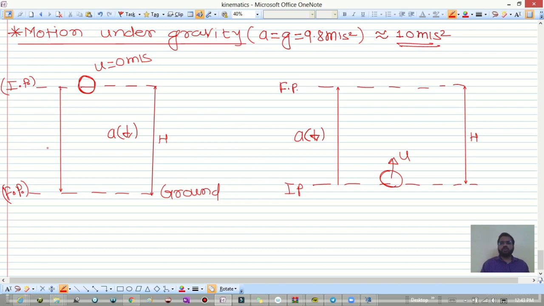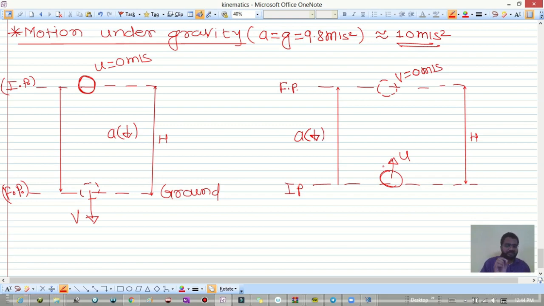Okay, so over here: initial position, final position, displacement downward, acceleration downward, and the velocity of the body at this point is in the downward direction. If you throw the body upward, it will go to the maximum height h, and at this point the final velocity is 0 meter per second. Let us consider we throw the body in such a way that it reaches the maximum height, and at that point the velocity is equal to 0 meter per second.